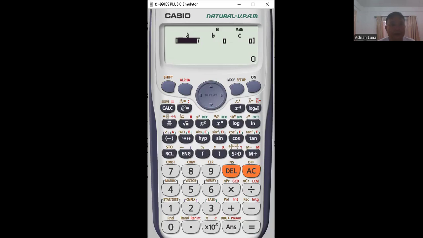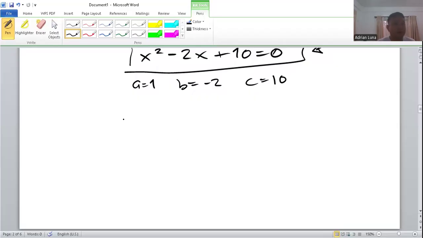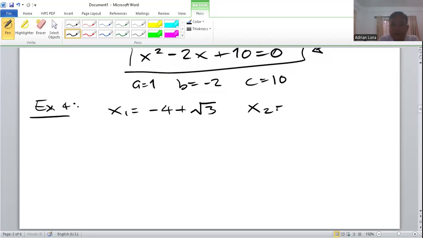Okay, let's move to our next example. Our fourth example. So, ibay naman natin yung given. So, yung last is merong imaginary. Yung example number 4, let's make it na may radical. Let's say x of 1 is -4 plus square root of 3. Then yung x of 2 is equals to -4 minus square root of 3.